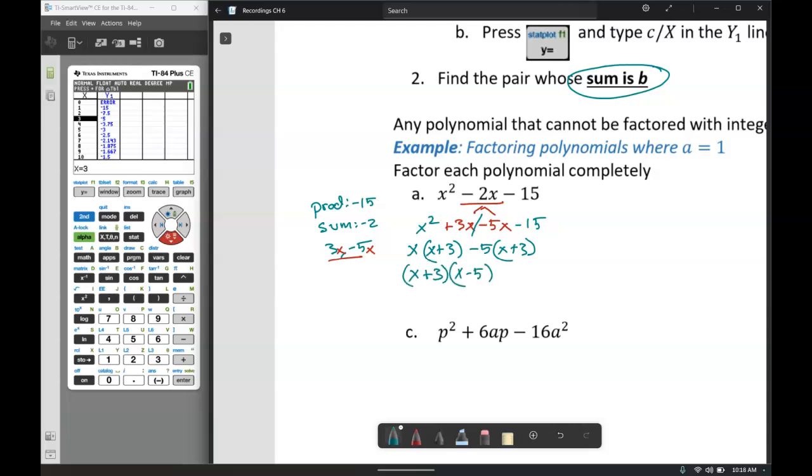Now our little shortcut is that notice how the constants in our binomial match up exactly with the two values from our product and sum. So as long as our leading coefficient is a 1, you can go straight to this step. You don't need to factor by grouping. But if you're ever stuck, especially with a trinomial that has more than one variable in it, you can always revert back to factor by grouping in order to get the correct factors.